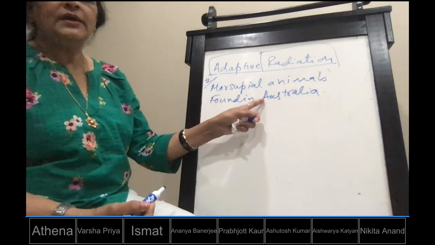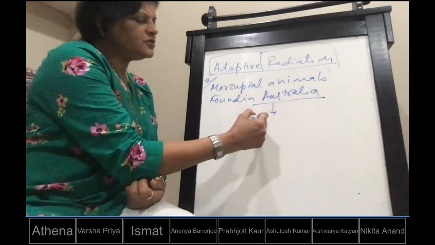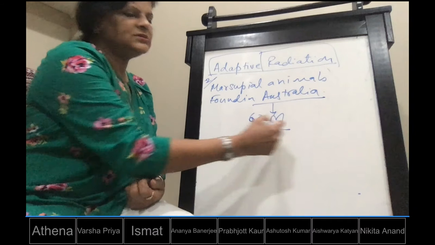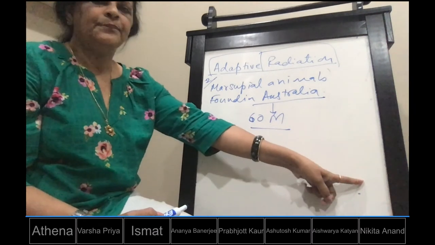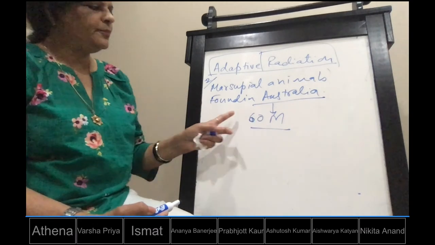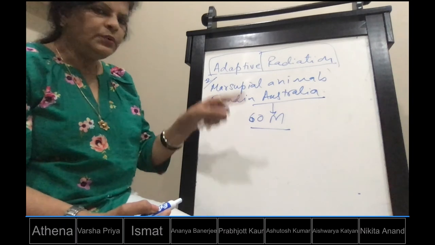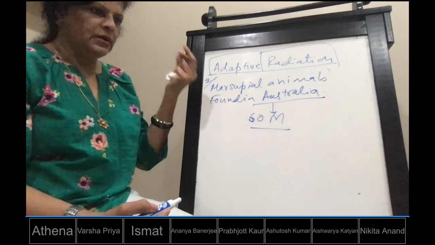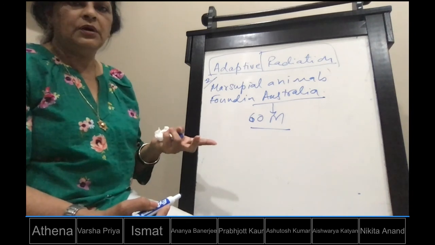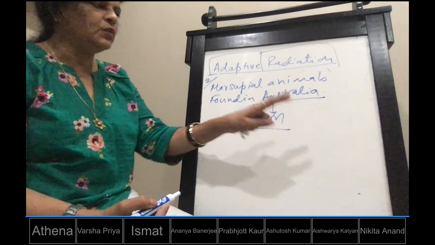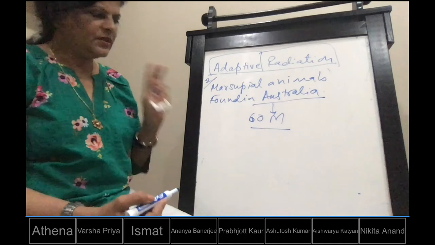Now, why is it found only in Australia? Australia got separated from the rest of the world 60 million years ago. If you look at the world map, you'll find Australia down here somewhere, isn't it? So Australia got separated from the rest of the world about 60 million years ago. And during that time, the egg-laying mammals had evolved and marsupial mammals had evolved. So you find it only in Australia, they were not able to move to any other part of the world. So that is one.